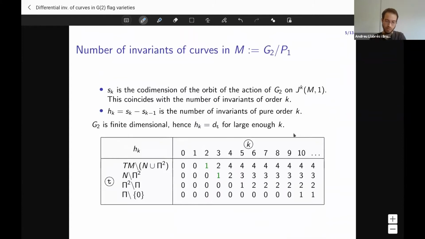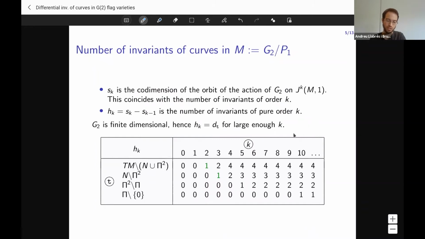And when we count the number of invariants, counting the dimension of codimension is useful to give these numbers. We have the notation S_K here for the codimension of the orbit of the action of G2 on K-jets of curves, and it coincides with the number of invariants of order K. Then when we take the difference of two consecutive S_Ks, we get the number of invariants of pure order K.